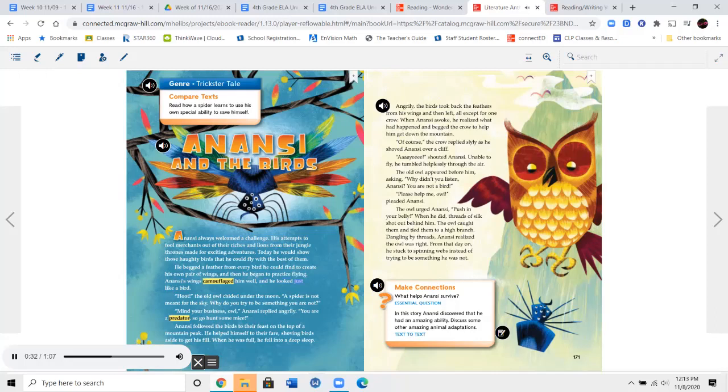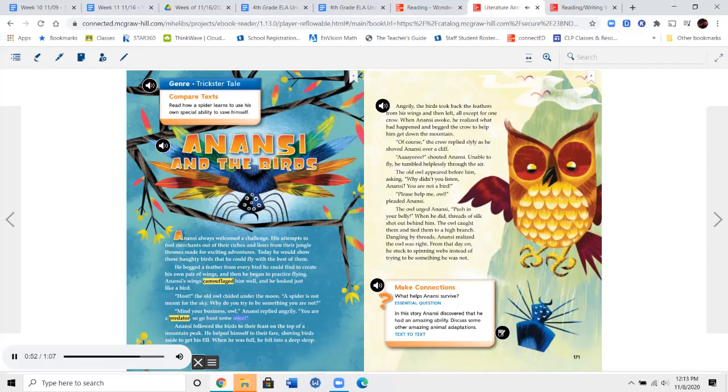"Hoot!" the old owl chided under the moon. "A spider is not meant for the sky. Why do you try to be something you are not?" "Mind your business, owl," Anansi replied angrily. "You are a predator, so go hunt some mice."